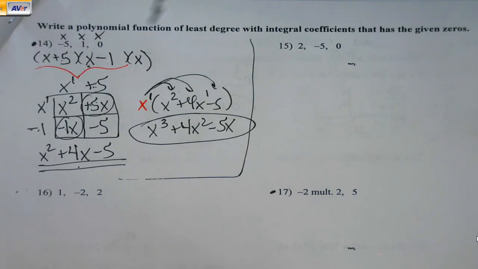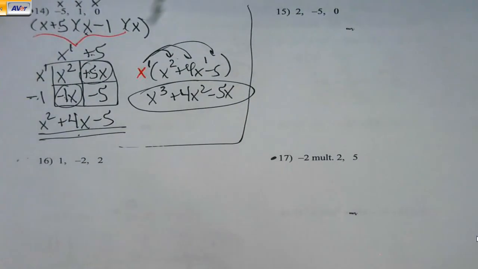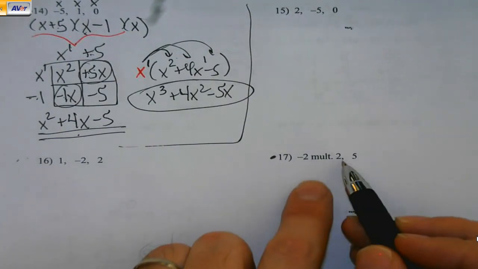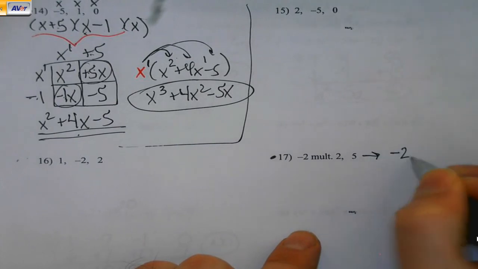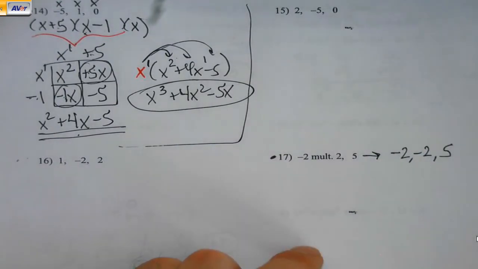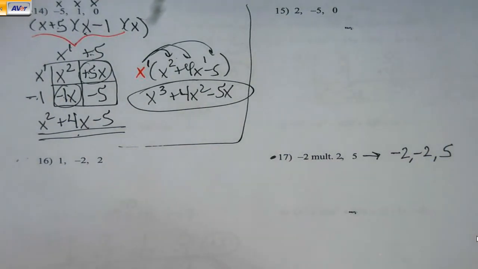Now, the only other twist I can think of that could get thrown your way is, again, multiplicity, which we talked a little bit about on the last page when we had our bounds. Multiplicity just means that value is showing up more than once. So this, -2, multiplicity of 2, 5, means there's 2 -2's and a 5. This number tells me there's 2 of those. So like, for instance, if you get down to number 19 that says -3 multiplicity of 3, we have -3, -3, -3. That's what we're basically doing.